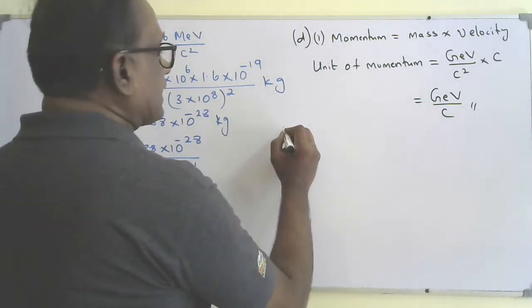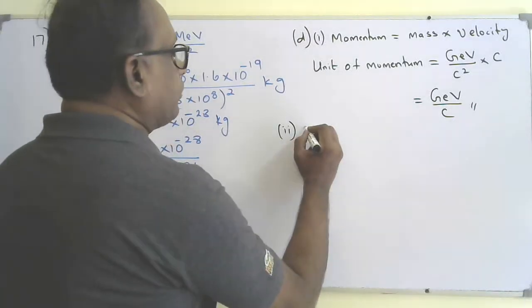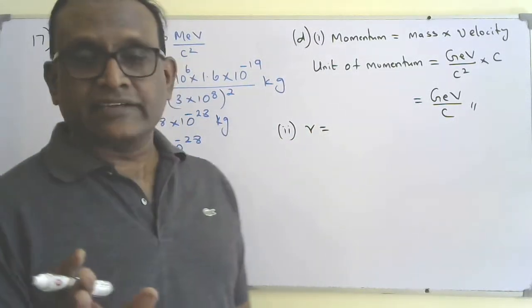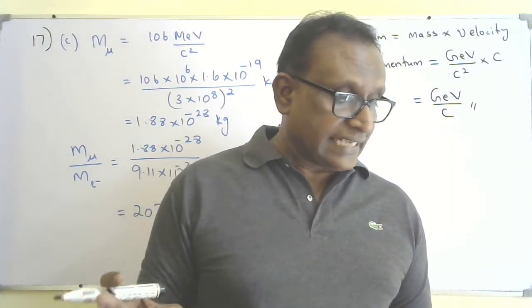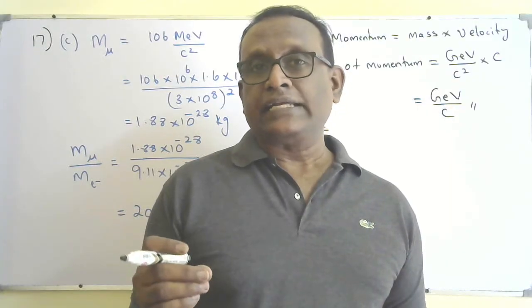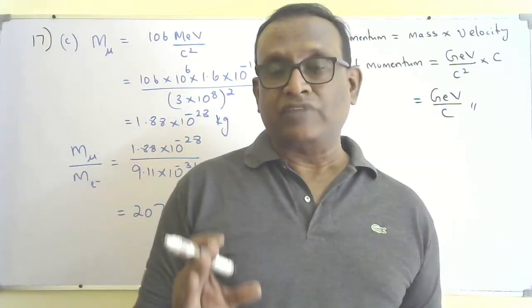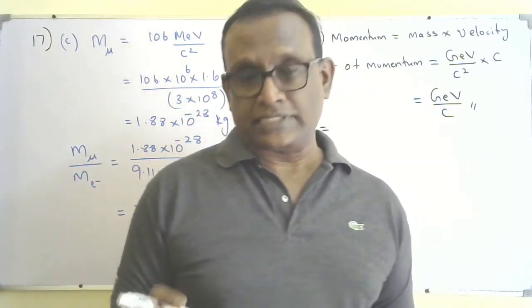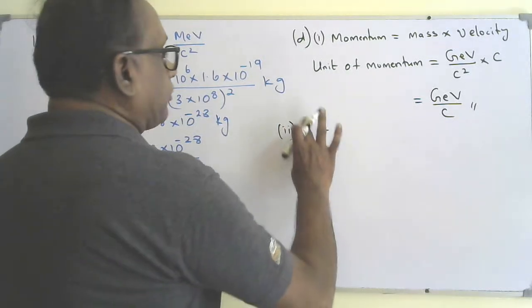So D part, second part, I need to use r = p/(Bq) and find the radius. After finding the radius, I'm going to find the circumference. So is it tallying with 44.7? If you want to keep a particle in circular motion in a magnetic field, it should satisfy r = p/(Bq). So whether we are able to get that value, I'm going to find out.